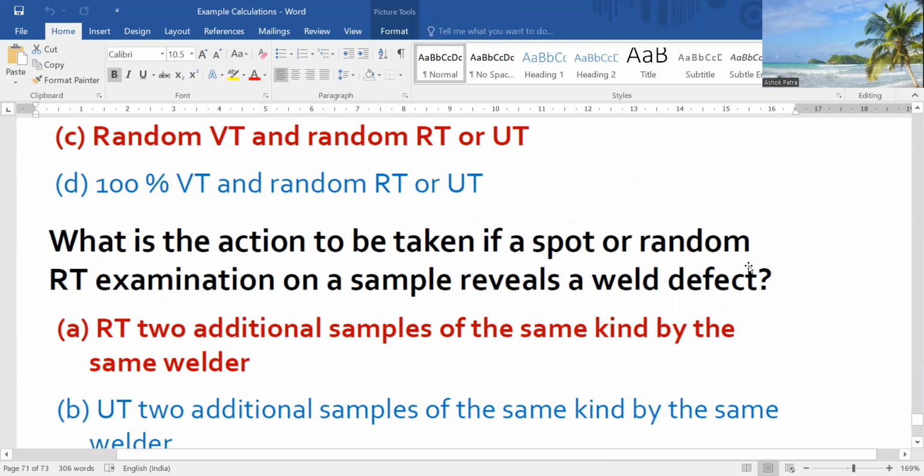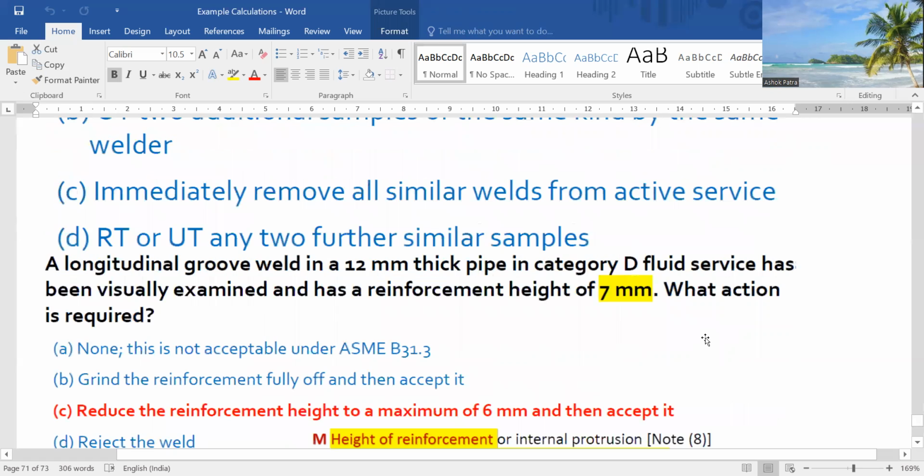What is the action to be taken if a spot or random RT examination sample reveals a weld defect? RT of two additional samples of the same kind by the same welder.